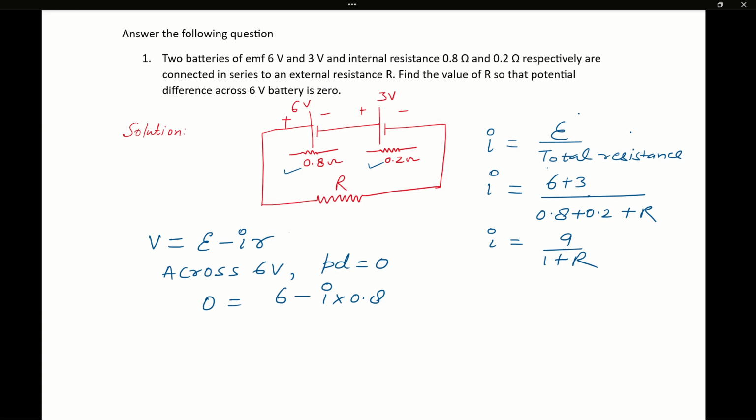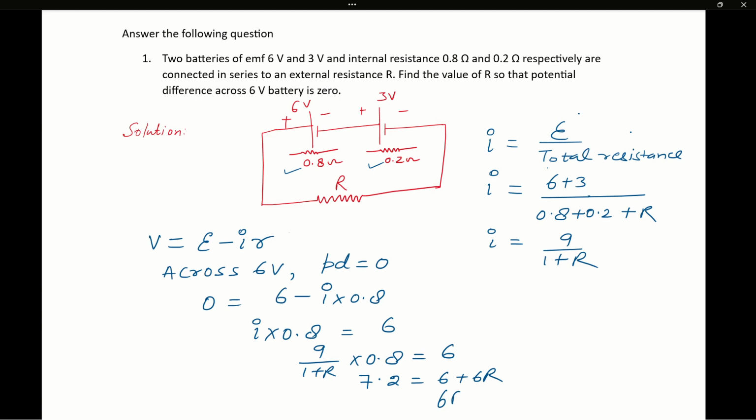Simplify it. I cross 0.8 is equal to 6. I already you have calculated. 9 upon 1 plus R is multiplied by 0.8 is equal to 6. Take this right side, 7.2 and 1 plus R will go to the right side, that is 6 plus 6R.